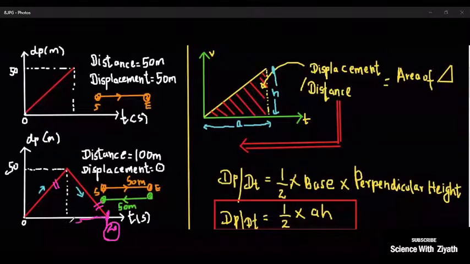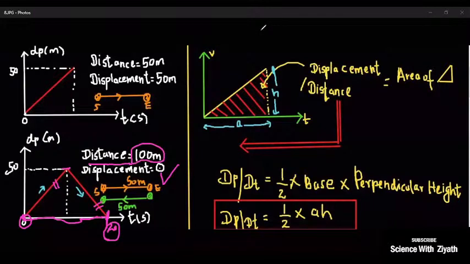You should bring your eyes here. Now, what is the value? It is 0. So displacement is 0. It went 50 and came back 50. It went forward 50, and this is 50. Then it comes back again another 50. Total distance, that's why here, is 100.